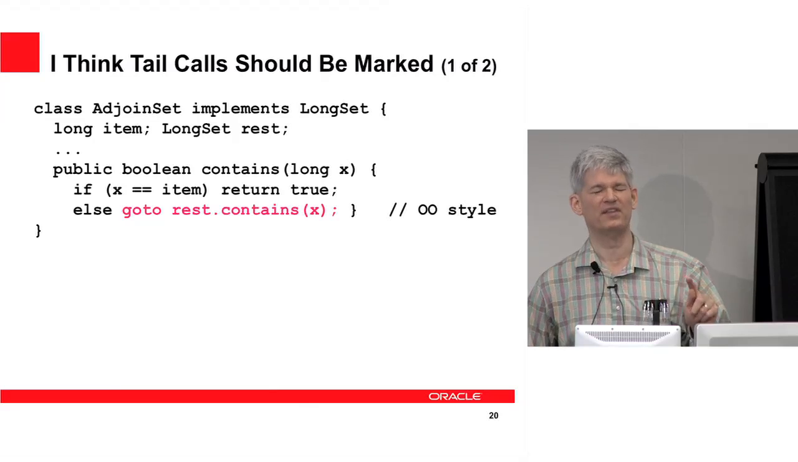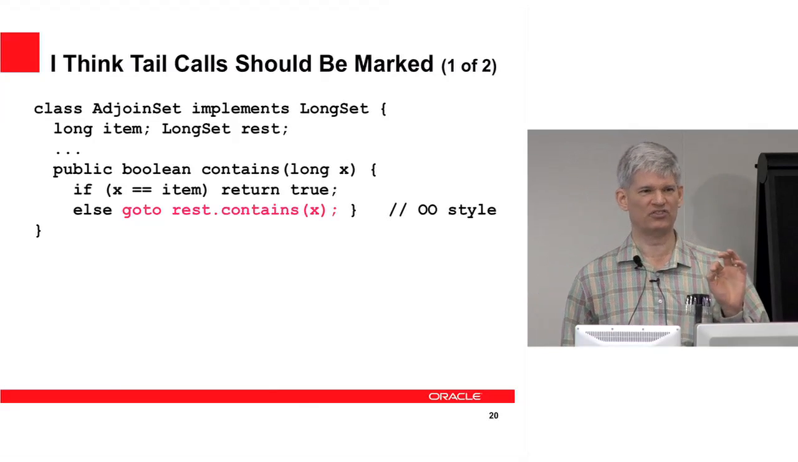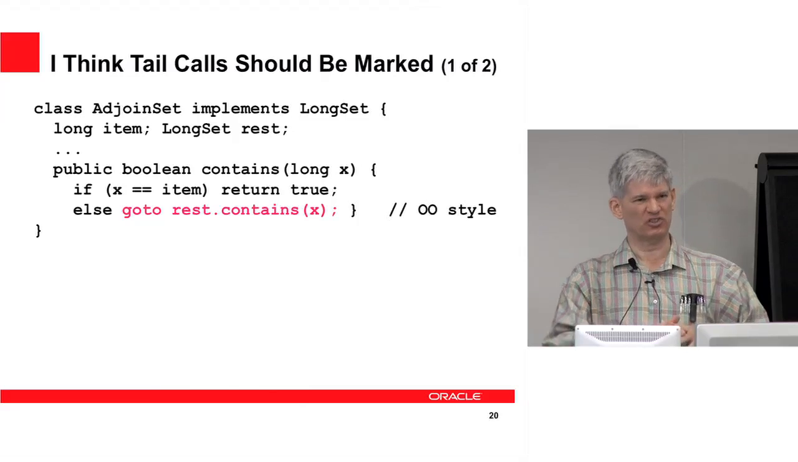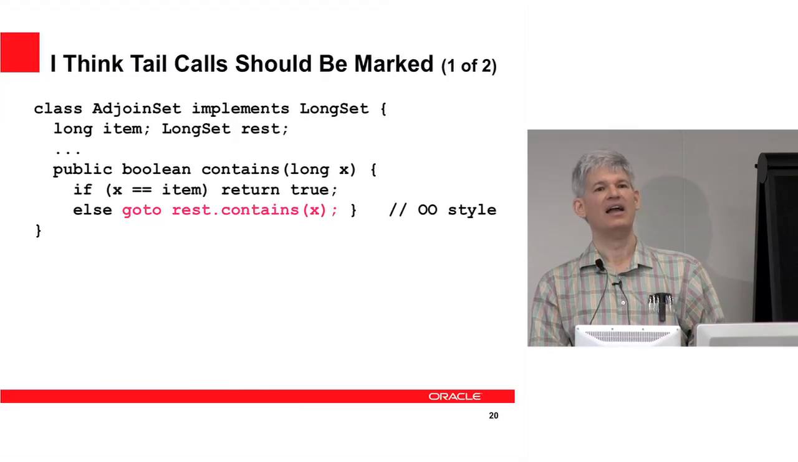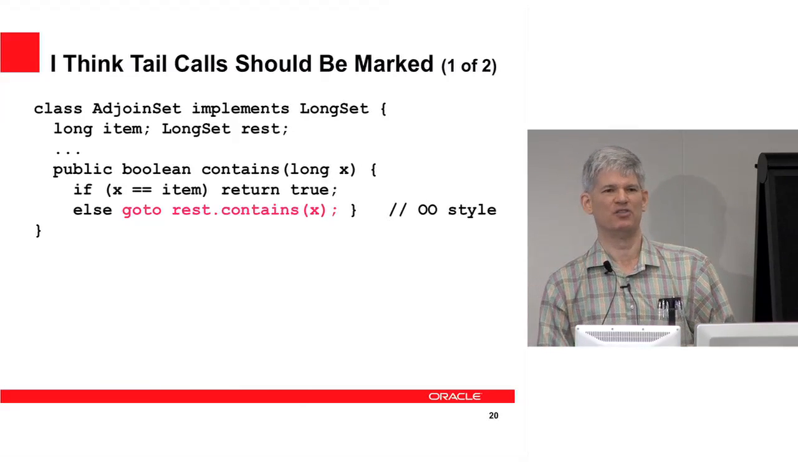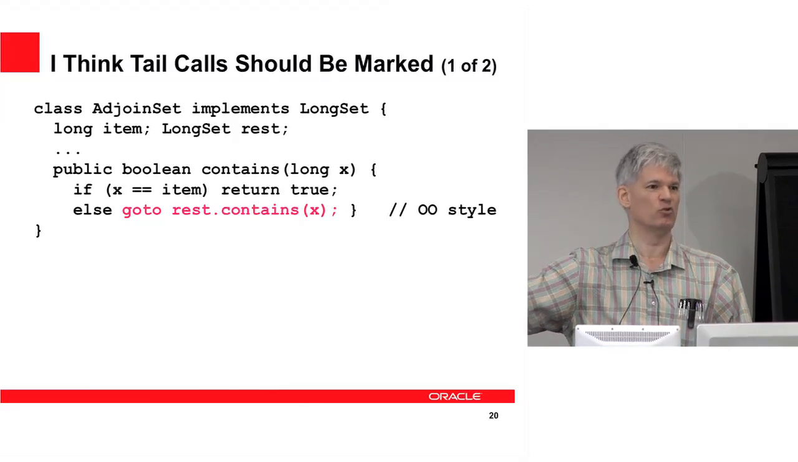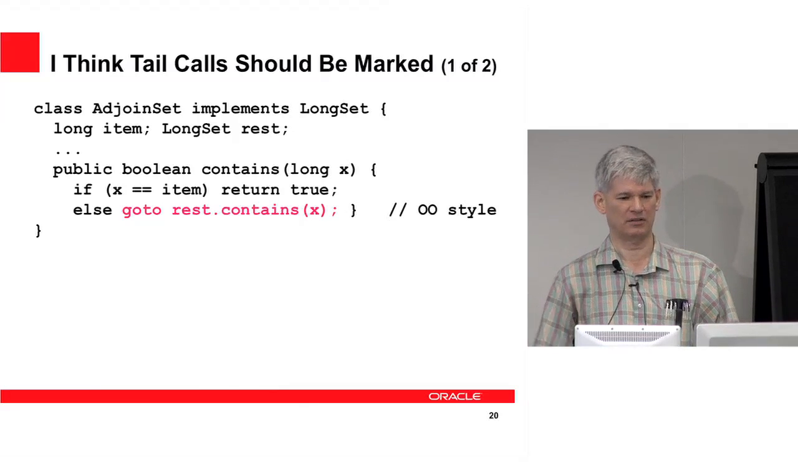So when we do this, I will claim that we are coding the AdjoinSet object, and in particular its contains method, in a pure object-oriented style. And what I mean by this is that each instance of the object is responsible for its own behavior, and it doesn't go mucking about in the representation of some other object, even if it happens to be its twin brother, in order to find out about its internal state.